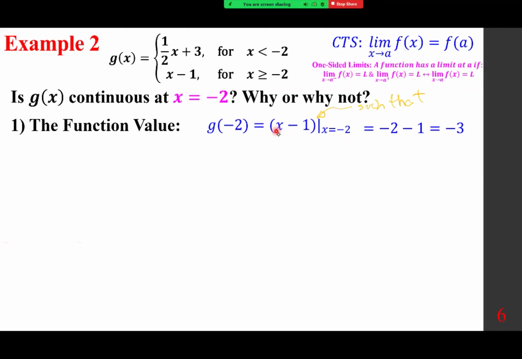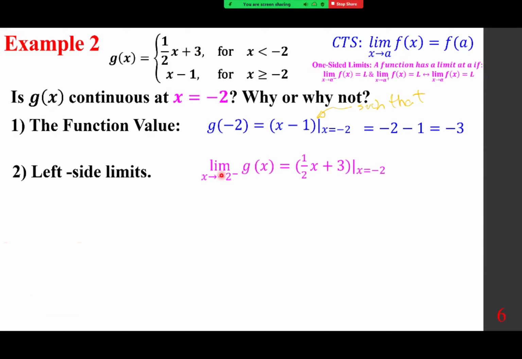Now the left side limit, less than -2, uses the top piece. And we write the limit of g of x as x approaches -2 from the left. Please see this, -2 from the left, like -2.1, for example. So you plug in -2 divided by 2 is -1, plus 3. And that gives us +2.